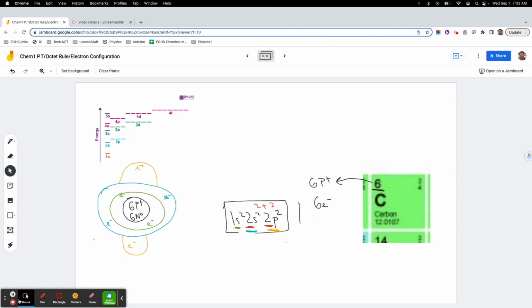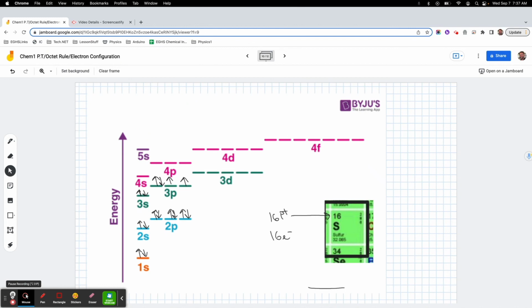Now, one last thing. I'm going to show you noble gas notation as a shortcut. Sulfur is 16 protons on the periodic table, which means it has 16 electrons in a balanced atom. I've already filled it up. I have 16: 1, 2, 3, 4, 5, 6, 7, 8, 9, 10, 11, 12, 13, 14, 15, 16. So if I wanted to write that, it looks like this.